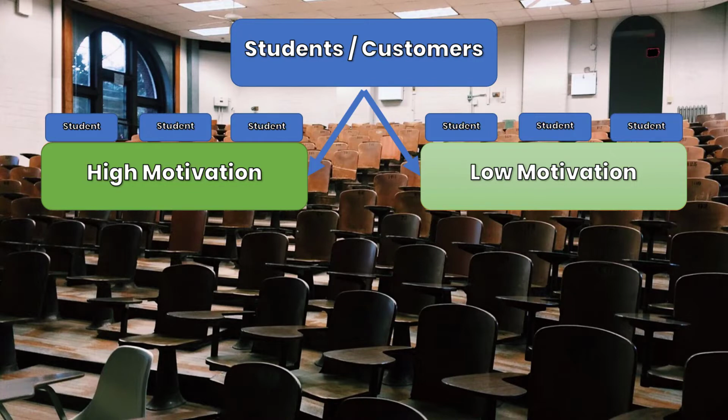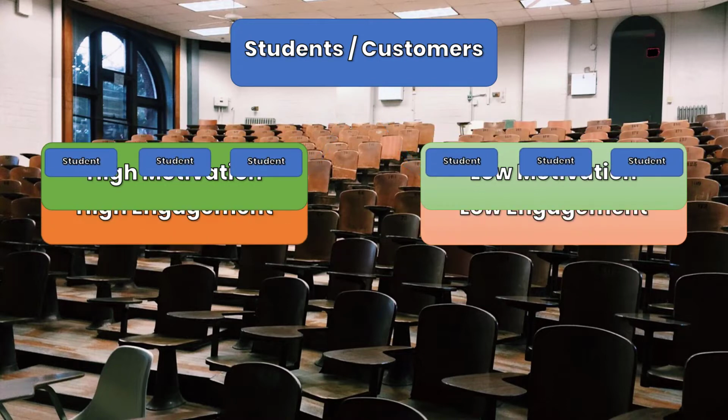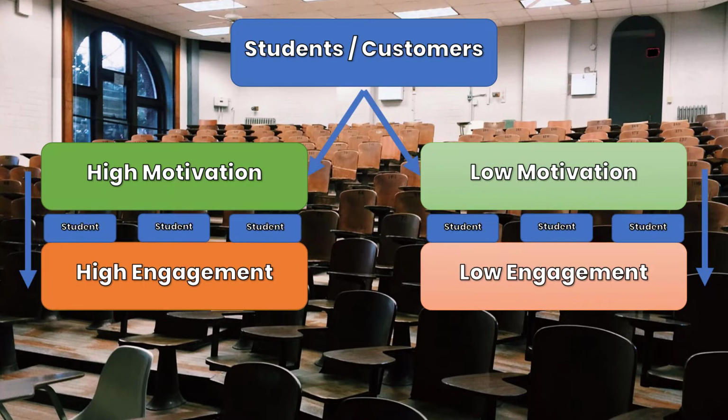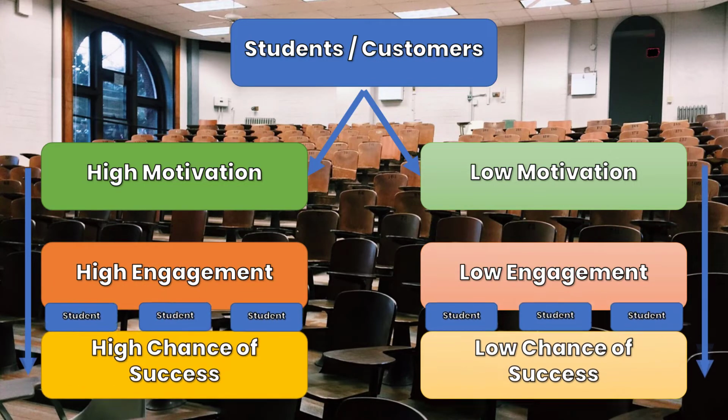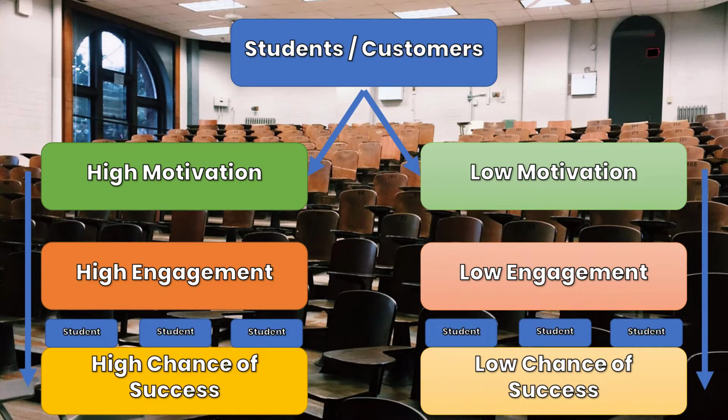And the thing is, once they are in these two camps, we follow a very linear progression. A high motivation student is going to show high engagement. A low motivation student is going to show low engagement. And what the research shows is that these lead to chances of success. So a student who is highly motivated is going to show high engagement and has a high chance of success. And the research shows this.